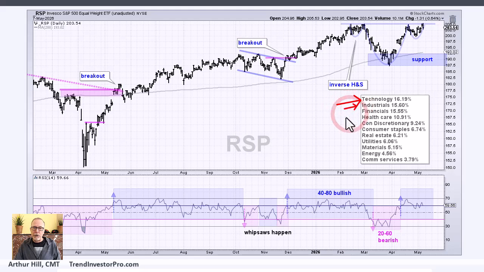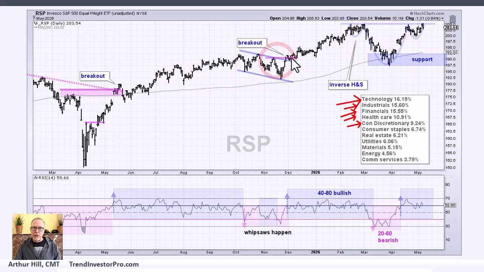And you've got industrials and finance coming in around 15.5%. Healthcare, consumer discretionary coming in around 9 to 11%. And so this gives you an idea of what's happening with the average stock and with the average sector, if you will, within the S&P 500.